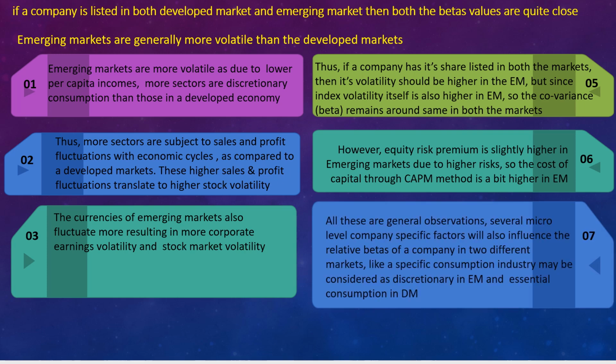All these are general observations. Several micro-level company-specific factors will also influence the relative beta of a company in the two different markets. Like a specific consumption industry may be considered as discretionary in the emerging market and essential consumption in the developed market.